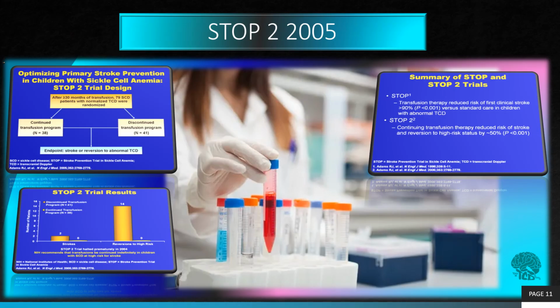The next trial was the STOP2 trial. Now, the STOP2 trial was the highest quality data based on the STOP study. Here is a review of the design and the comparison to the STOP1 trial. The STOP2 trial was also halted prematurely. The National Institute of Health recommended that transfusions be continued indefinitely for children at high risk of stroke in sickle cell disease.